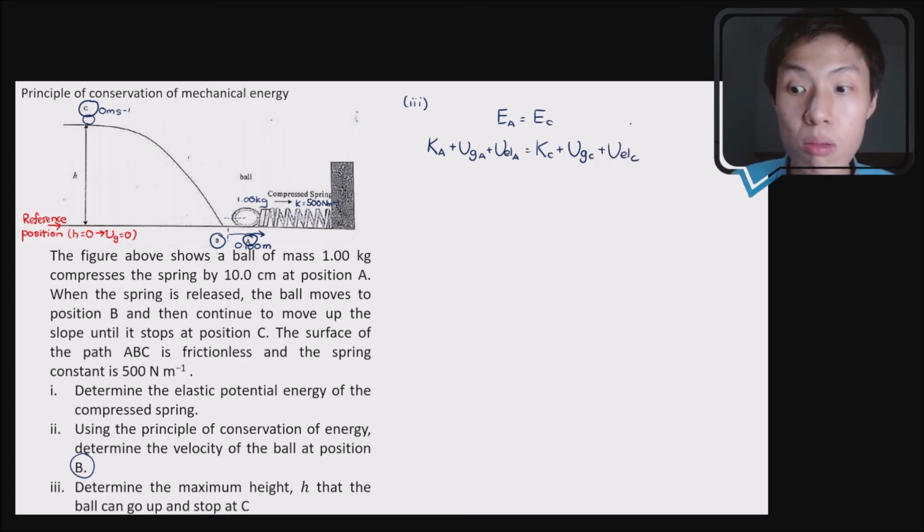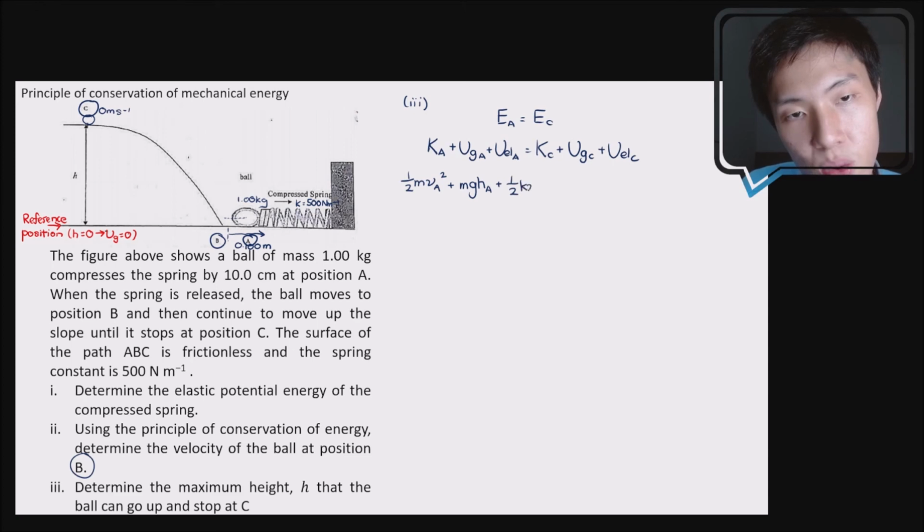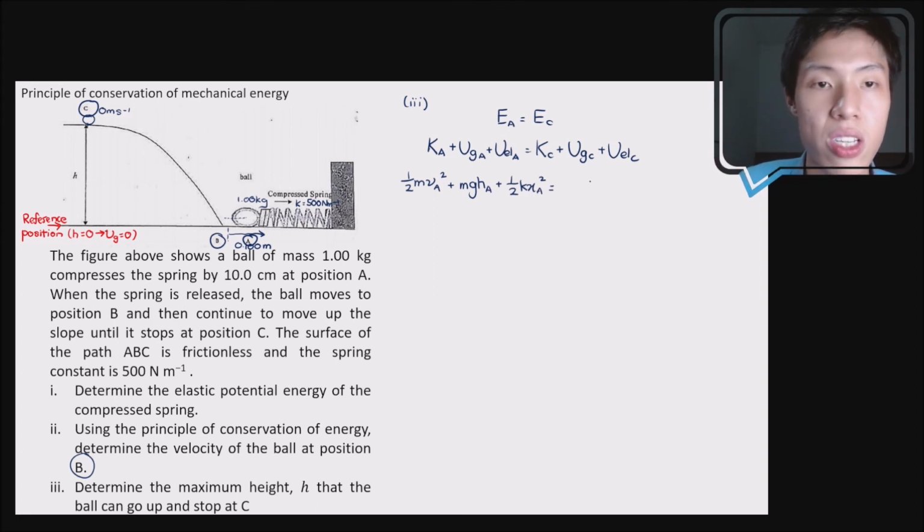Okay, similar steps to question 2. Now we bring in the formula for all of this energy. Kinetic energy is half mv squared, so this is the speed at position A. Gravitational potential energy is mgh. In this case, this is the height at position A. Elastic potential energy is half kx squared. In this case, x here is the amount of compression or stretch when the ball is at position A.